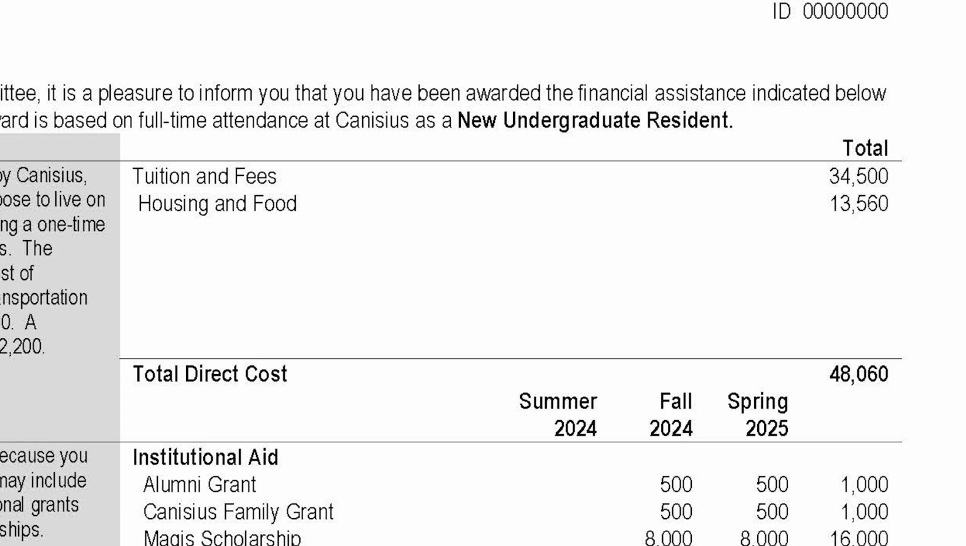And in this example, this is a prospective resident student. So direct charges on the right-hand side, tuition and fees, and housing and meals total to $48,060. So these are direct expenses that will be physically charged by the institution, and we need to find a plan for how we're going to pay for them.